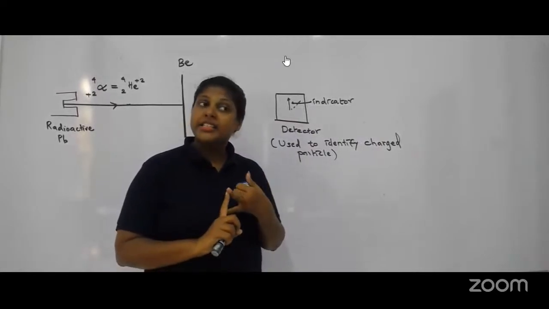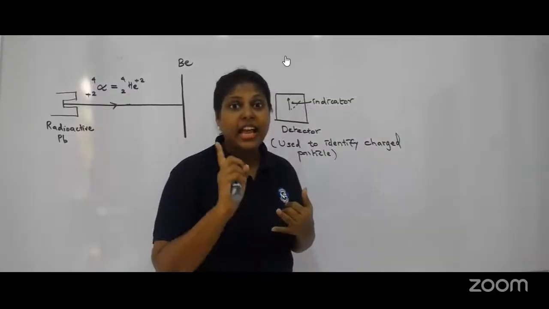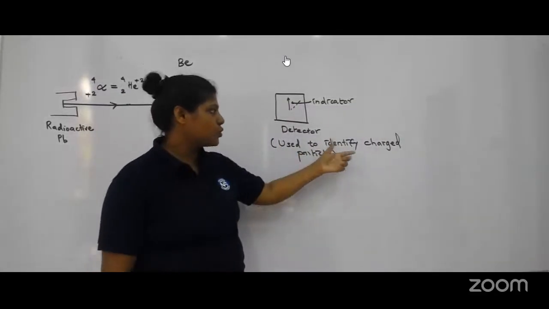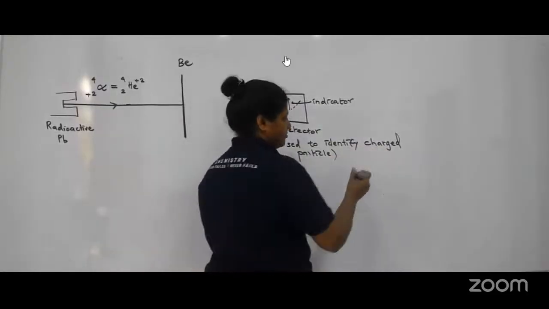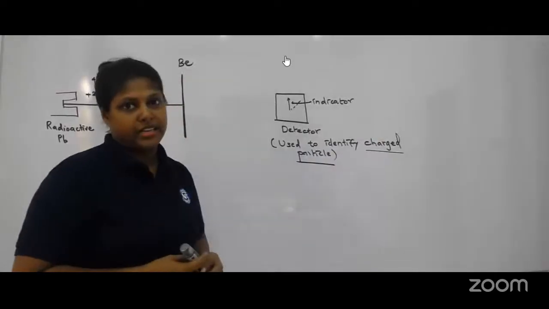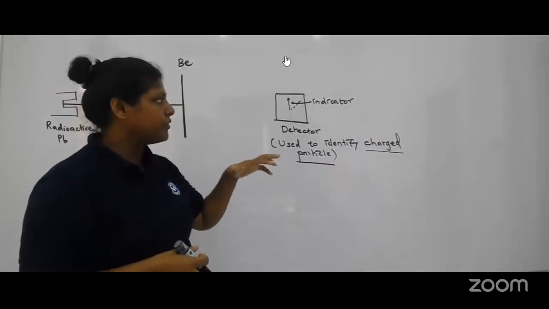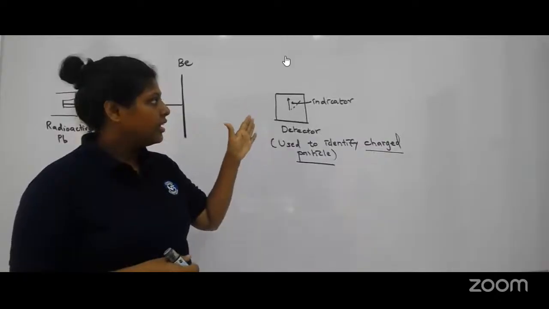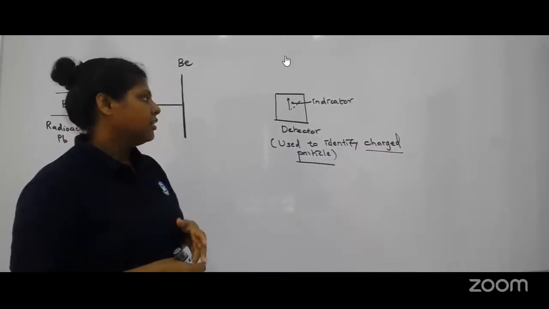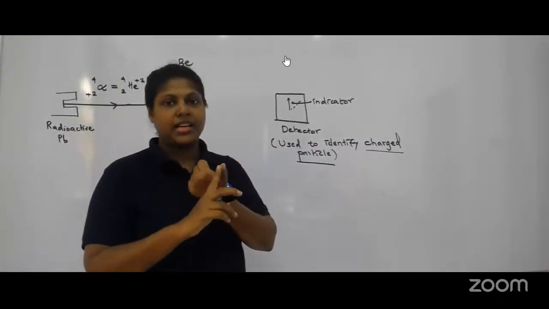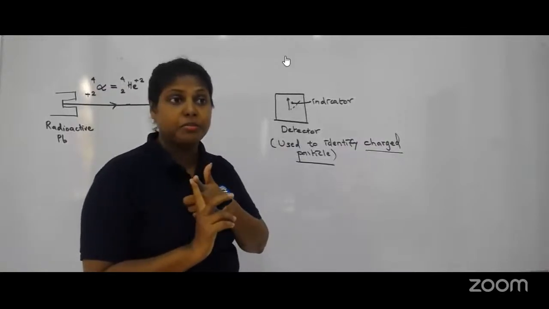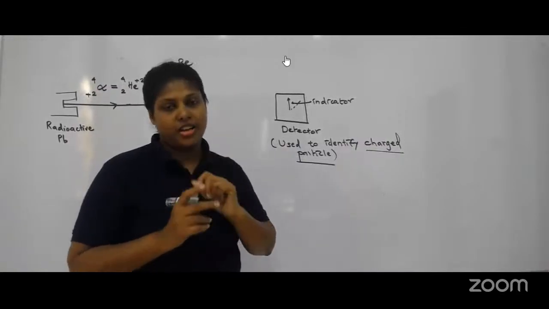The particle released by beryllium sheet has no charge, because the detector is used to identify charged particles. It can identify only charged particles. If there is no observation, no deflection, we can say that there is no particle released by beryllium sheet. And the second one, the particle released by beryllium sheet has no charge.